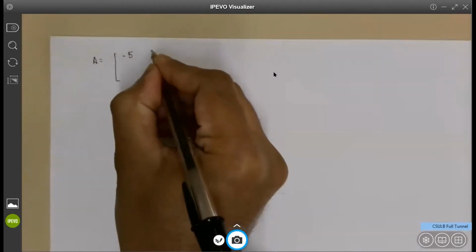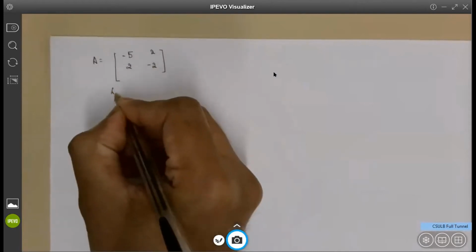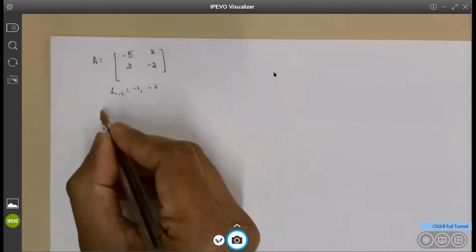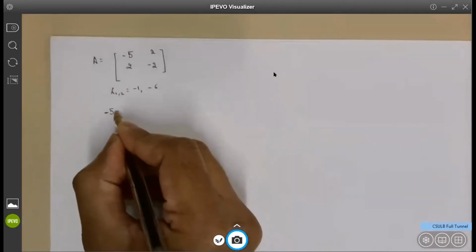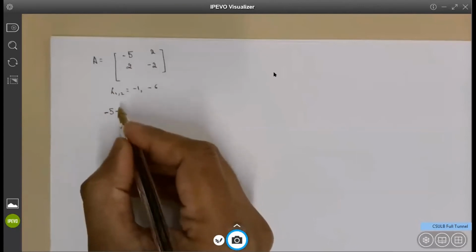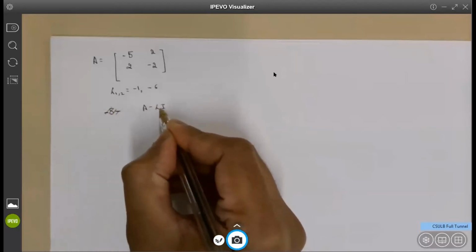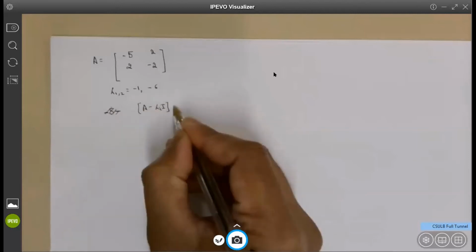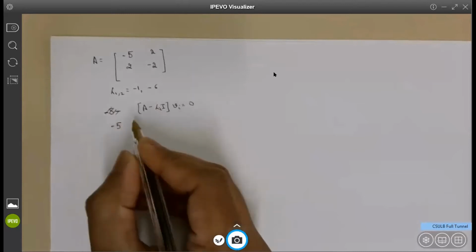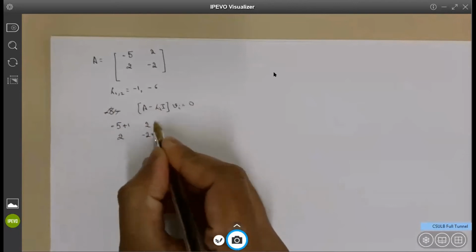Okay, thank you. So we have this matrix A, and lambda1 and lambda2 are -1 and -6. Those of you who know how to find it, please quickly do it yourself, and for the rest of you, let's see how to find that. To find the eigenvectors, we are solving this equation: (A - lambda I) Vi equals 0. So we have -5 plus 1, 2, 2, -2 plus 1.